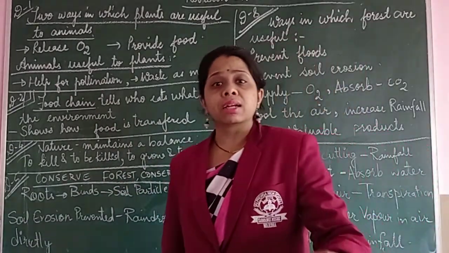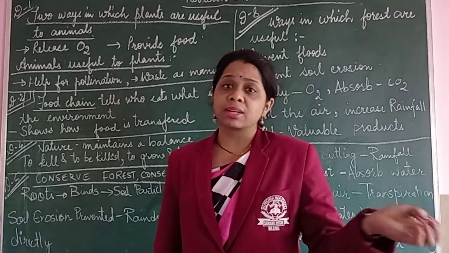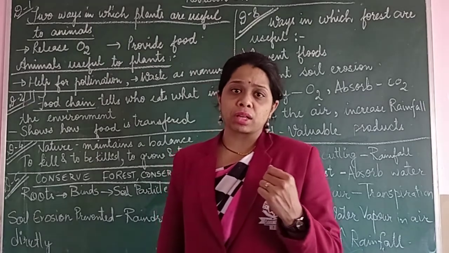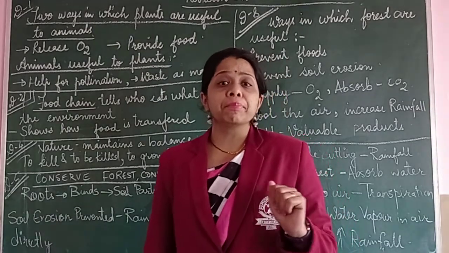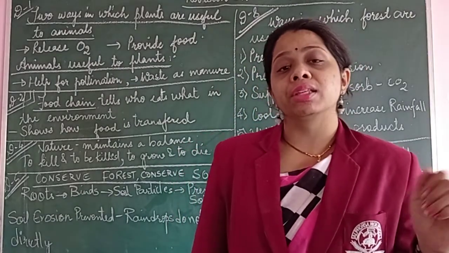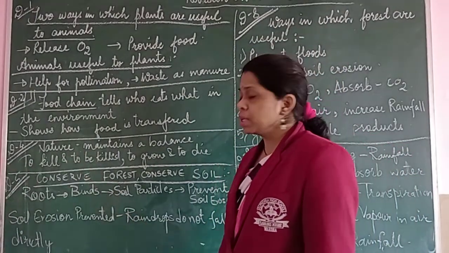If the organism just gets a birth and lives on and doesn't die, a certain thing will happen: there will be an increase in the population of the organism, and it will cause imbalance in nature. That should not happen, and therefore nature maintains a balance in the environment. That is what has been said.